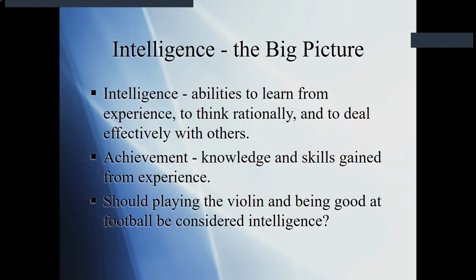Achievement is knowledge and skills gained from experience. So there's a difference between intelligence and achievement. Achievement's what you've accomplished. Intelligence is more looking at your aptitude, your ability to learn, right? Not what exactly you have learned. And then a question moving forward is, should playing the violin or being good at football be considered intelligence?